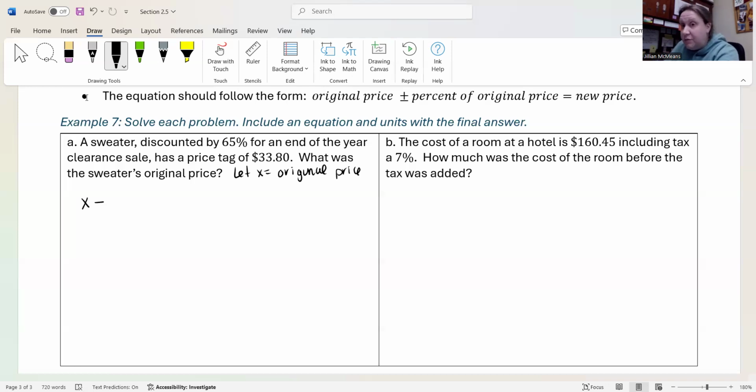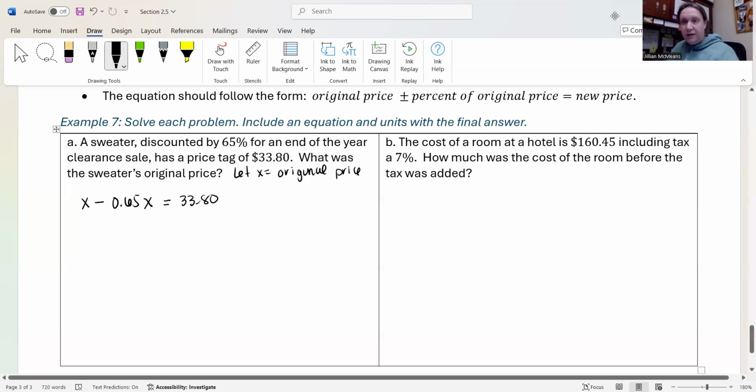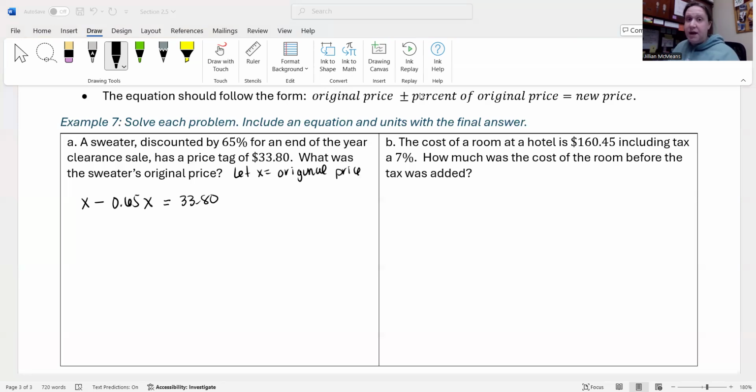So we want to write 65% as a decimal. Remember, you move your decimal to the left twice, so we get 0.65, but it's 65% of the original price. So we want to take 0.65 times x and then subtract that from x. And that's going to equal some new value, which is going to be the sale price, which we know to be $33.80. So we were able to follow the model that we have laid out at the top of the screen. The original price, we called it x, plus or minus in this case some percentage of the original price, and that's going to equal the new quantity, the new value, or in this case, the new price.